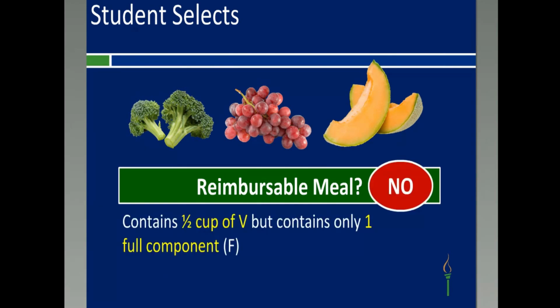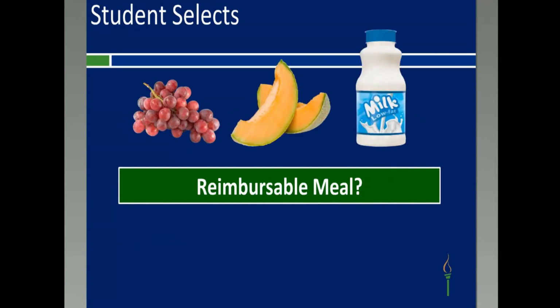Here, this is not reimbursable because they only have 1 full component, which would be the half cup of cantaloupe and the half cup of grapes. That equals 1 full cup, but only comes from 1 component. The half cup of vegetable is only that minimum half cup serving, so they would need 1 full component from another category.